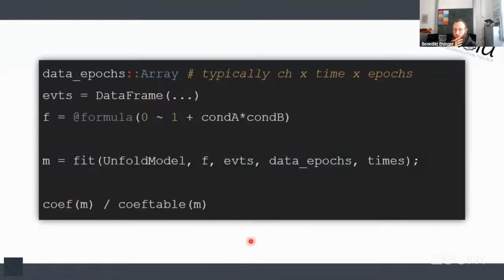Now let's have a look at how we are going to implement such a model that we just did. How hard or easy is it to do that in Unfold? First of all, you're going to start with some kind of data. If you're an EEGLAB user, then this kind of array should be very familiar to you, because it has the same EEGLAB structure. You have channels, you have time points, and then you have epochs, right?